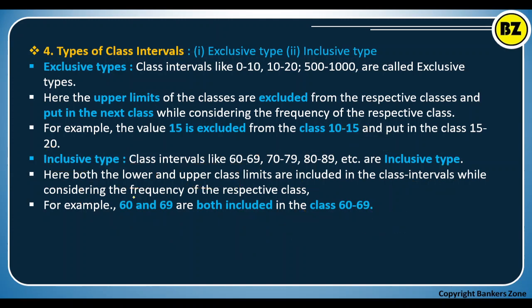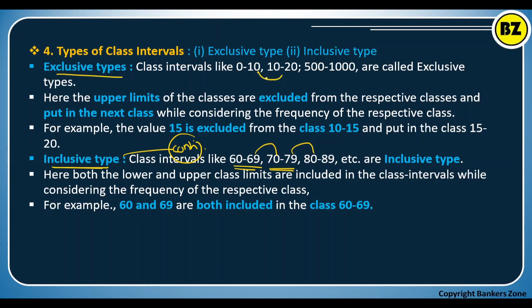For example, in 60 to 69, both are included in the class of 60 and 69 itself. So the lower limit and upper limit of the class are both included in the same class interval. Okay, that is inclusive, meaning you are including. Remember the easiest way: inclusive means included, and it is in series, it is continuous in nature. So 60 to 69, 70 to 79, 80, it is continuous. Whereas in exclusive you can see repetition.